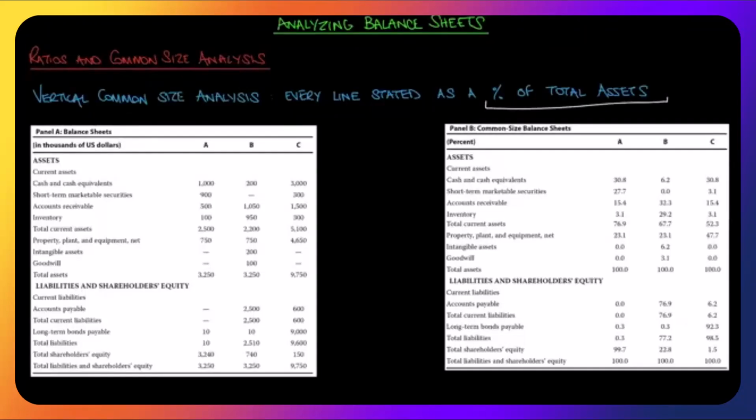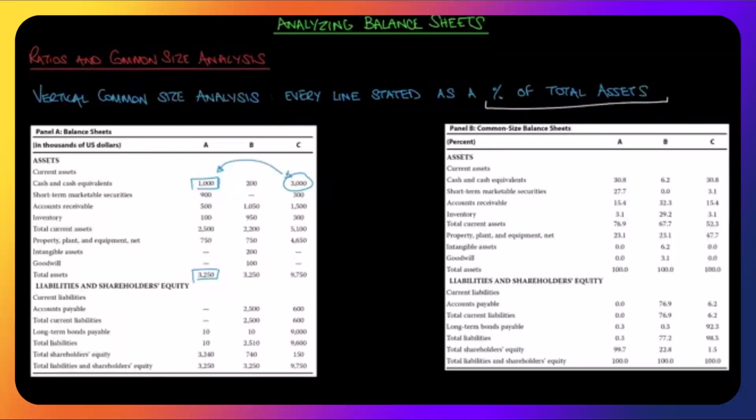Now, we've got an example of a common size balance sheet in front of us. We've not been tasked with anything specific to do with it, but let's just have a look at what's going on. First of all, starting with assets, current cash, short, total current assets, goodwill. There's our total assets figure for company A, 3,250. And let's just take, for example, cash and cash equivalents. How much cash do they keep? 1,000. C keeps 3,000. As we talked about in the income statement reading, if you've seen that one, you can't just blithely say, oh, C keeps a lot more cash than A.